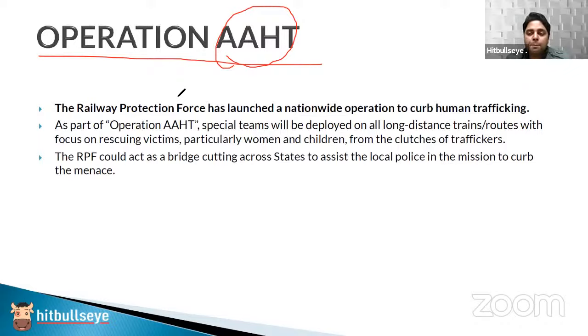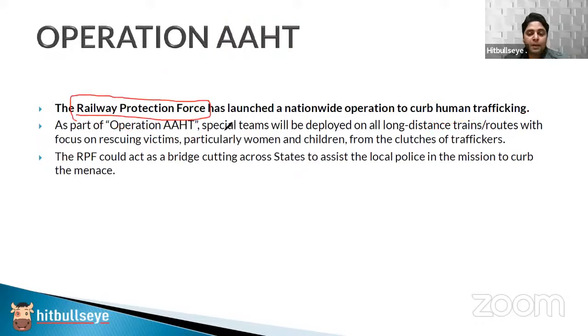There are many women, teenagers or even younger, who are trafficked from one state to another for prostitution, begging or organ trade. To stop such things, the Railway Protection Force has launched this nationwide operation so that human trafficking can be curbed. In many cases, it has been seen that wherever the offenders were caught, the RPF was usually informed by some co-passengers in the train. But now the RPF is trying to institutionalize this mechanism, where RPF Jawans will be deployed in long route trains so that they can rescue the victims, particularly women and children, from the clutches of such traffickers.